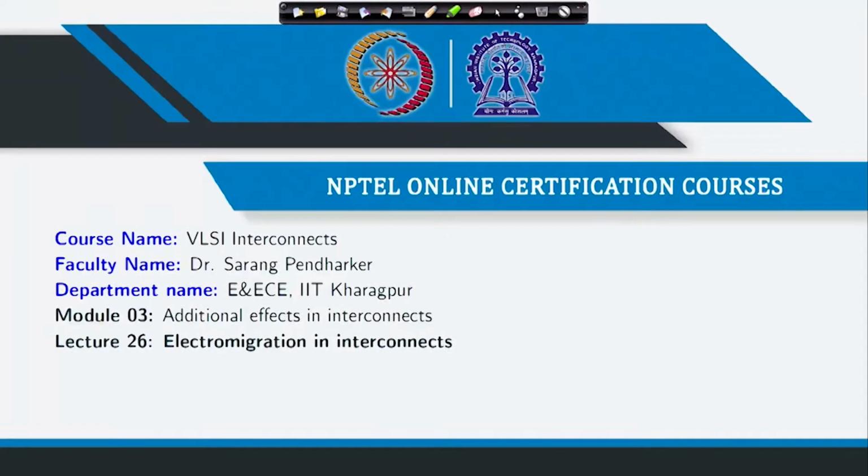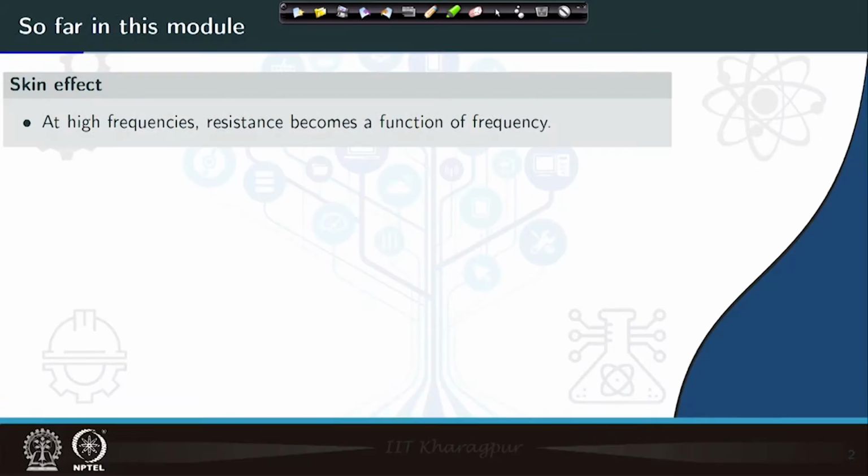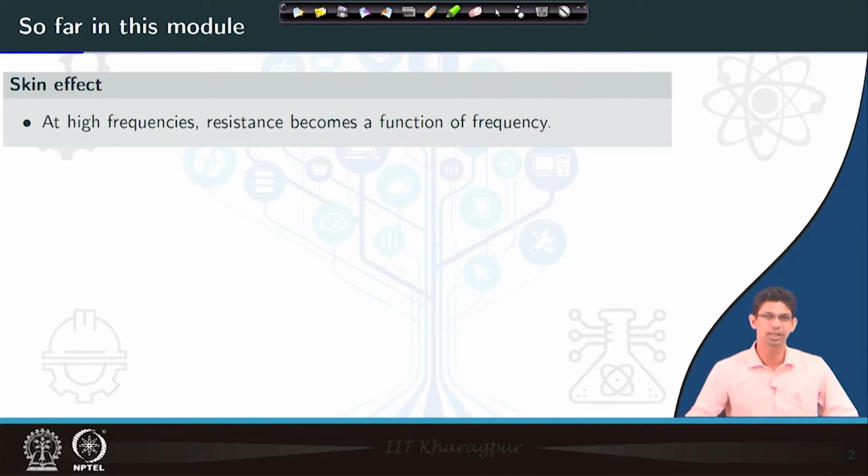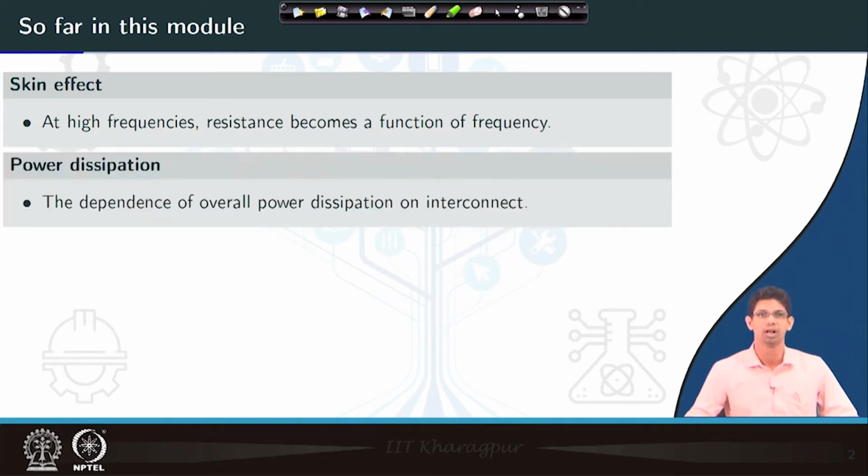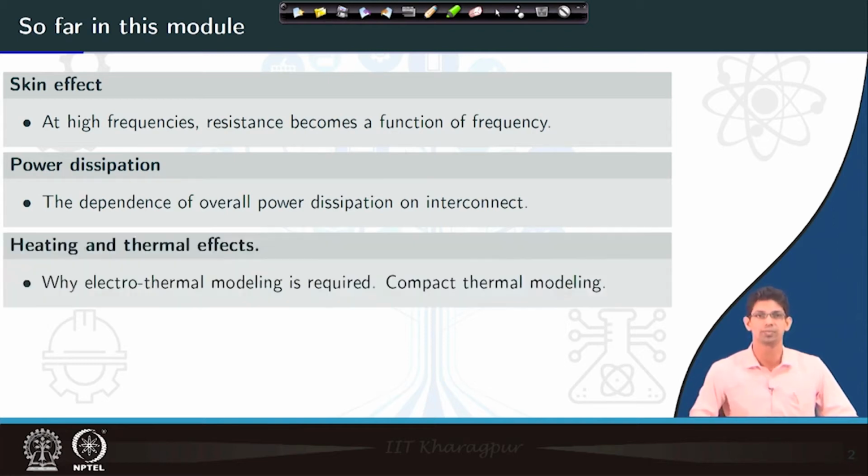Hello everyone, welcome to the 26th lecture of VLSI Interconnects course. We are in the third module where we are discussing additional effects in interconnects. So far in this module, we have discussed skin effect, which tells us that at high frequencies your resistance becomes a function of frequency. We have seen power dissipation and we discussed in detail how the overall power dissipation depends on the interconnect, especially the interconnect width.